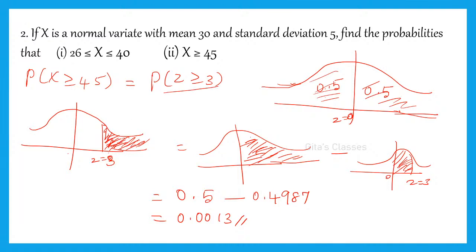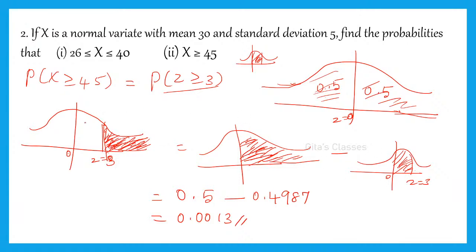Greater than or equal to 3 means what? This area. Z is equal to 3 is somewhere here, and this area I require. But when you want to make use of the table, you can use it only from Z is equal to 0 to some value. So you can find the entire area and express this as the entire area minus the area from 0 to 3.